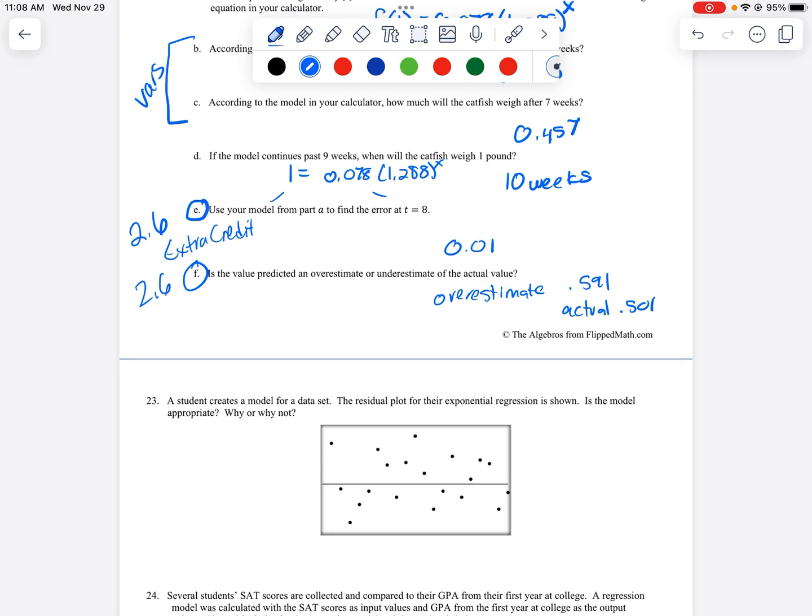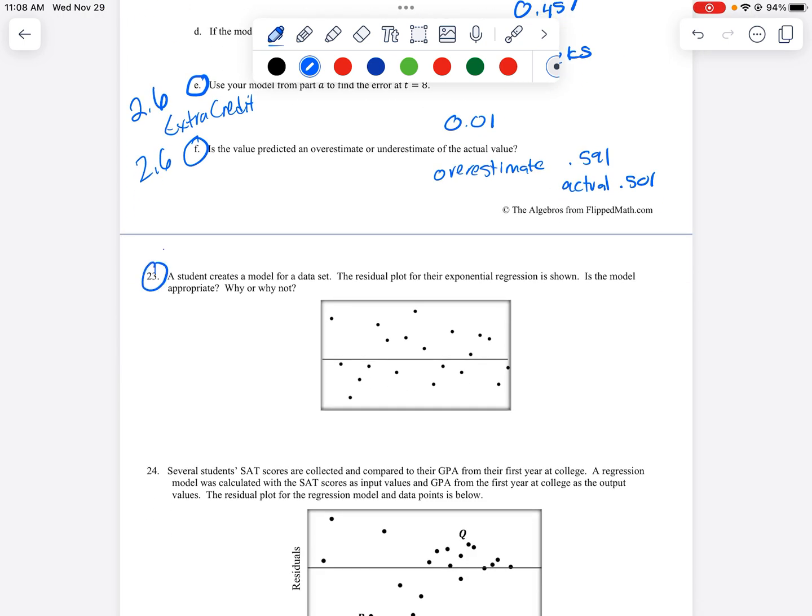So same thing for number 3. This is a great extra credit one, 2.6. Is the model appropriate? Why or why not? And I would say yes, because there's no clear pattern.